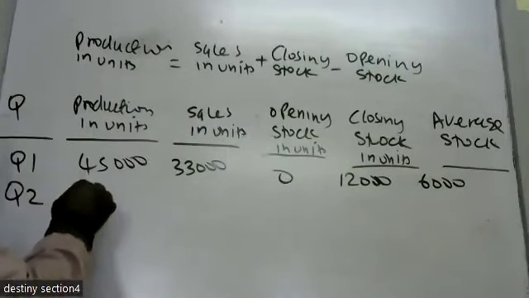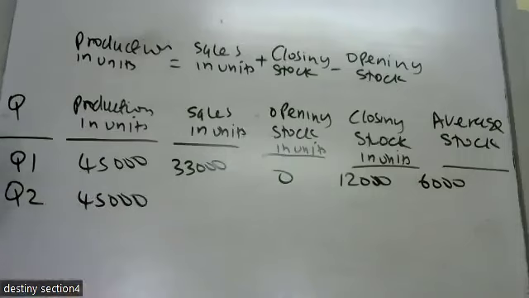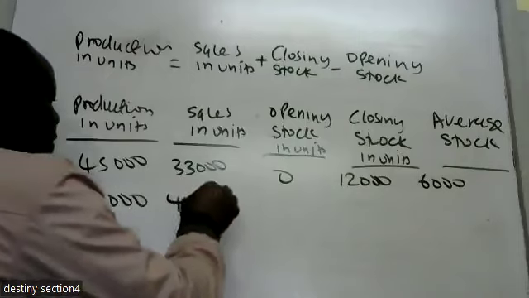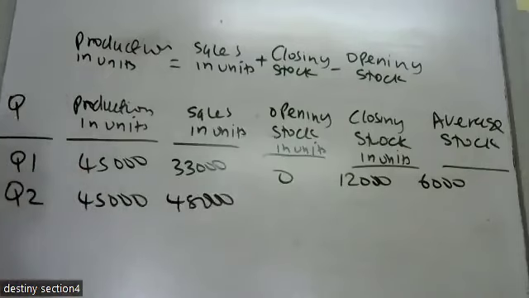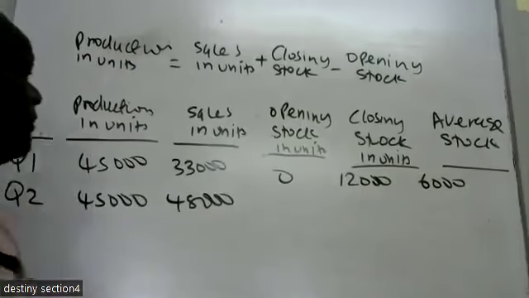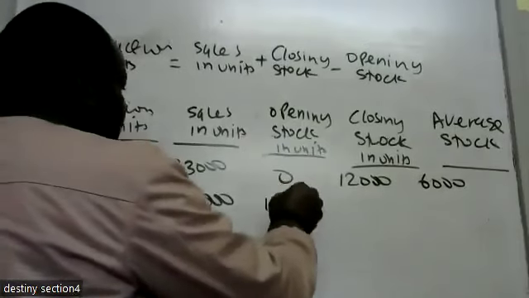So we go to quarter 2. Production is not changing. Production has remained 45,000. Sales for quarter 2, the question has given us 48. Then remember, the closing stock for quarter 1 will be the opening stock for quarter 2. So this one is 12,000.